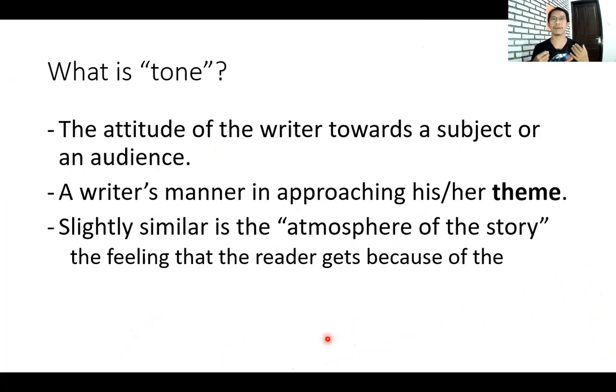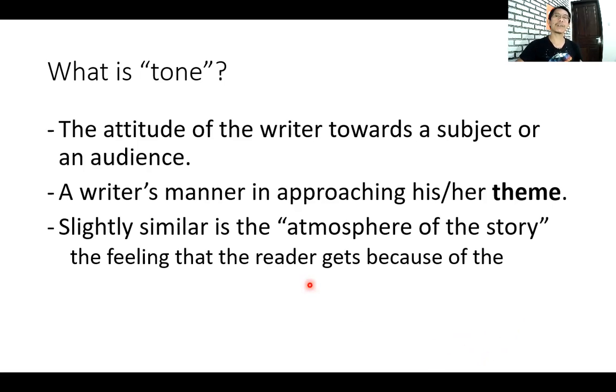How does the writer approach this theme? Does the writer approach it humorously? Does the writer approach it seriously? Does the writer want to use the tone of horror, and so on and so forth? Okay, there are certain elements of tone which we can use later on.